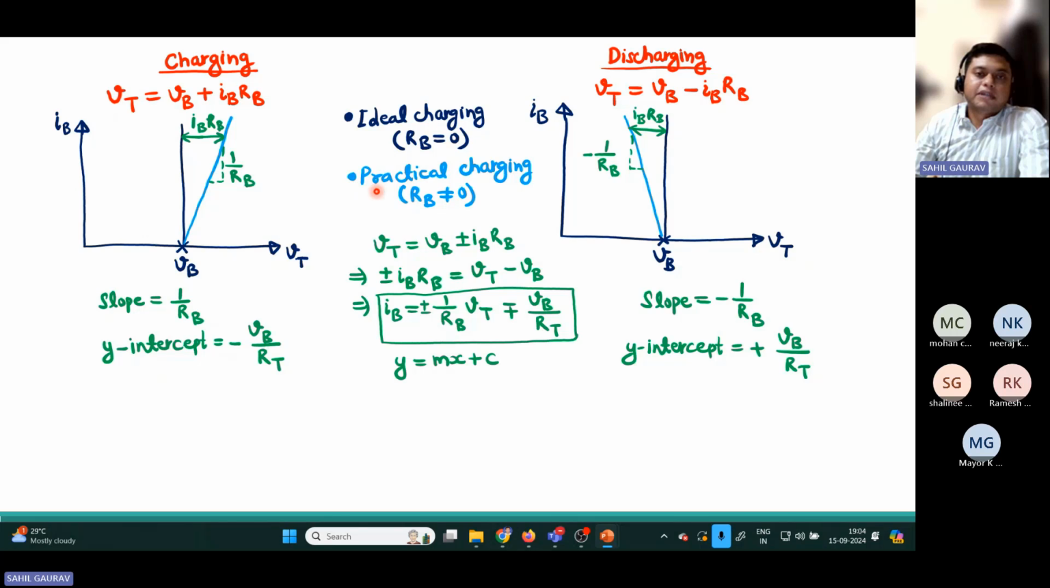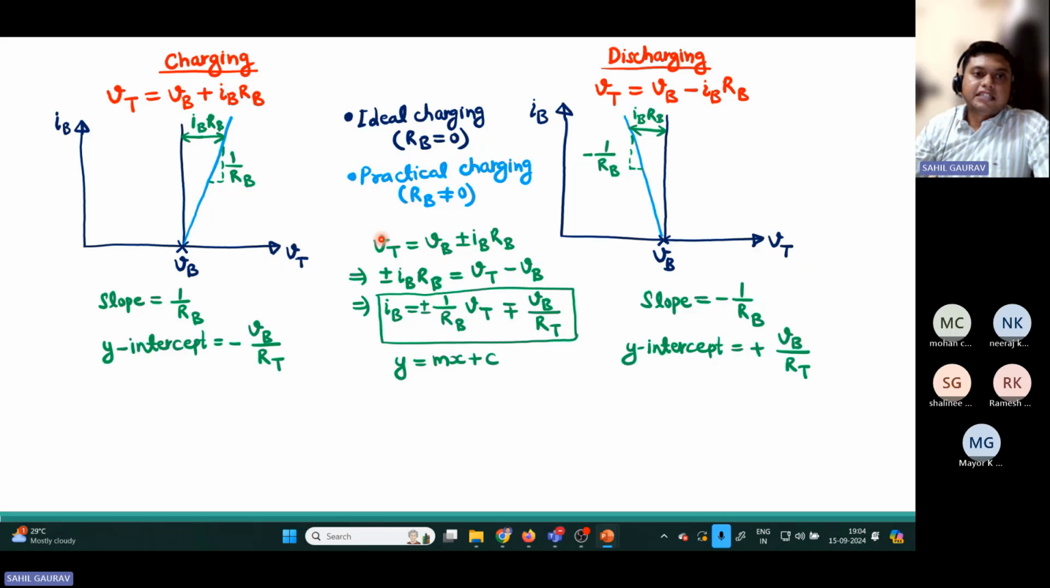Now, if you consider the practical charging in which we have considered the internal resistance of the battery, in that case, during the charging condition, the terminal voltage of the battery will increase by the quantity IB into RB. Based on this charging current, this gap will be more. And similarly in the discharging condition, the terminal voltage of the battery will decrease, and based on the discharging current, this gap will be more.